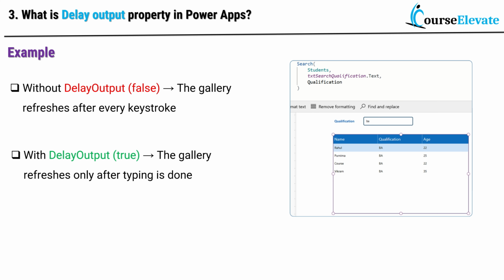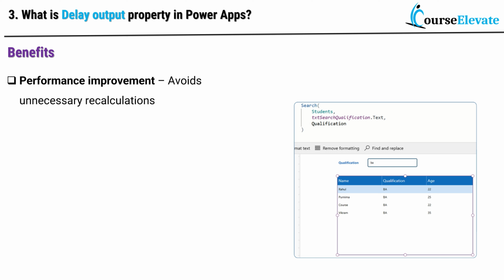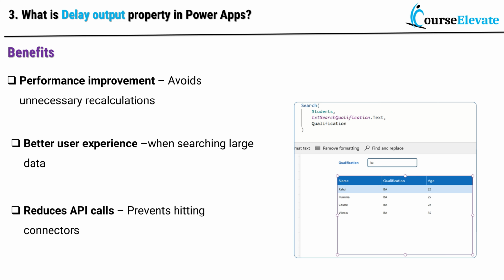So there are various benefits of using the DelayOutput property. The first is performance improvement. It avoids unnecessary recalculations while the user is still typing. Second is better user experience. When searching a large data source like SharePoint, Dataverse or SQL, it gives a better user experience. Third is reduced API calls. It prevents hitting connectors repeatedly on each keystroke.